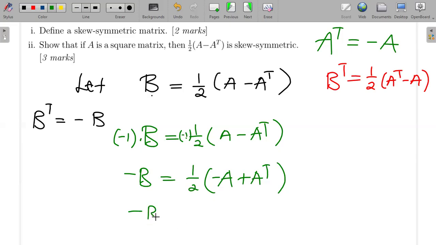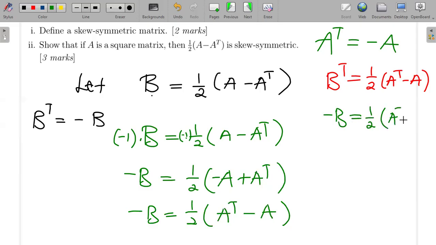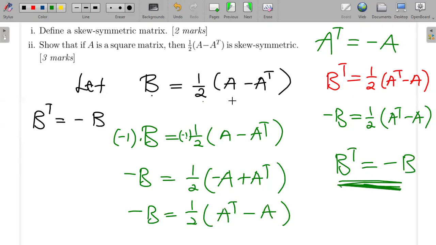So minus B is equal to 1 over 2, and whatever is inside, I can write as A transpose minus A, because one has a positive and one a negative. So we see that minus B is equal to 1 over 2 times A transpose minus A. Are these two equal? The answer is yes. So we can see that B transpose is equal to minus B. Since B is the same as this expression, it proves that 1 over 2 times A minus A transpose is skew symmetric.